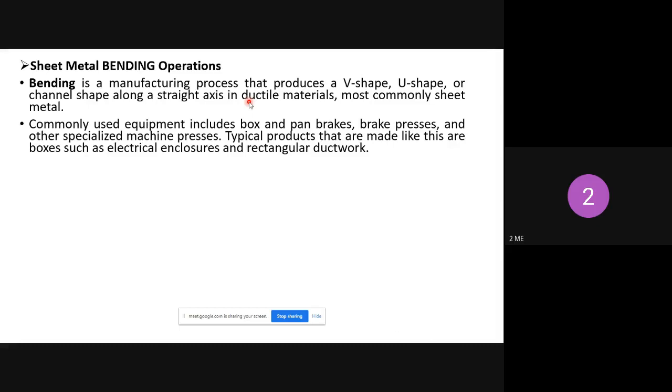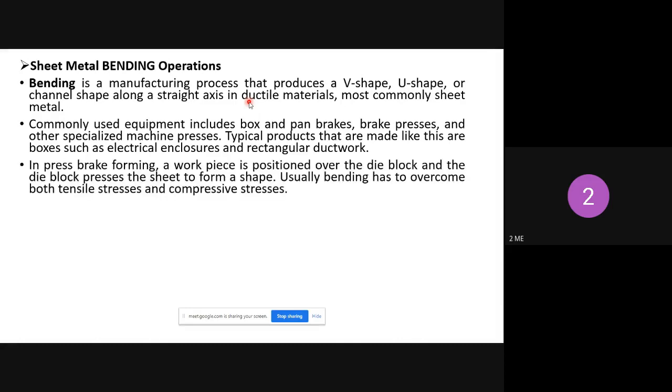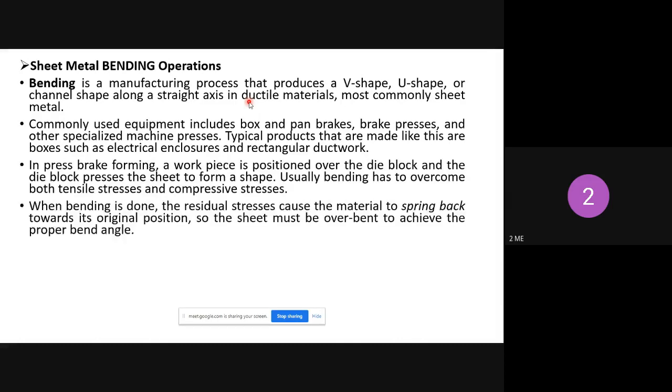Next, commonly used equipment includes box and pan brakes and brake presses. We can produce these with the help of the bending operation. Different processes can also be carried out here, and we can perform these with the help of spring forces.